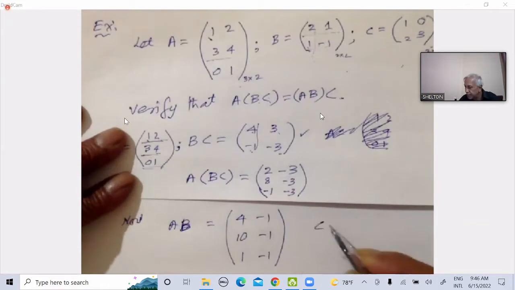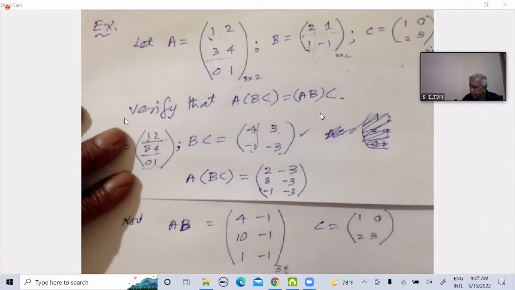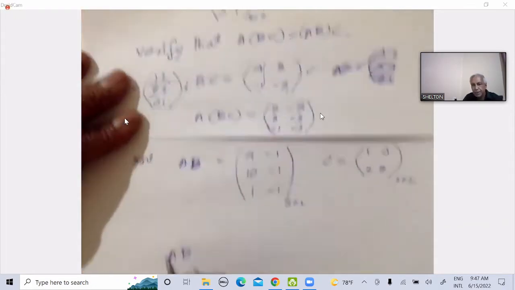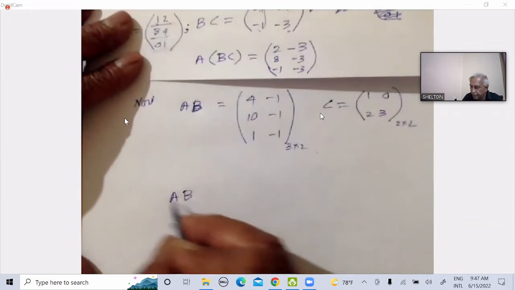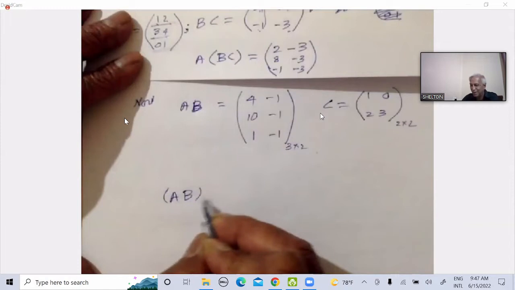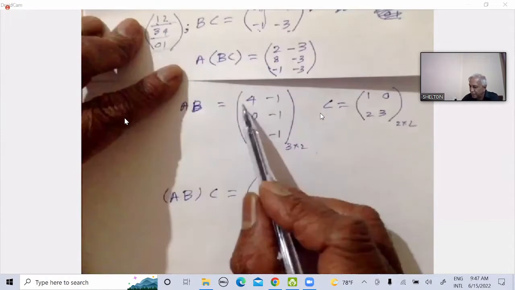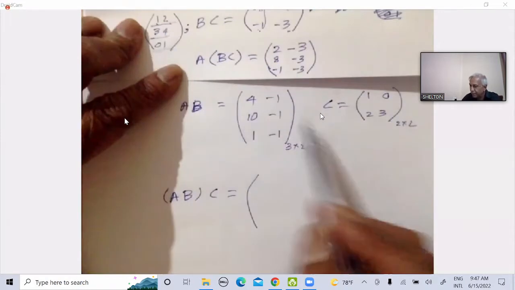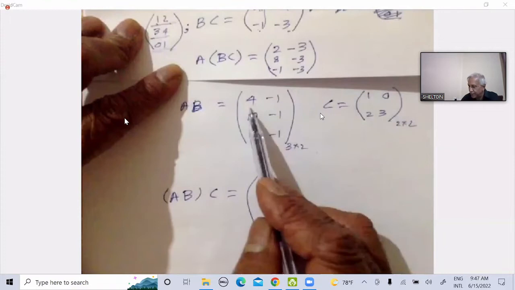So this C is equal to 1, 0, 2, 3. This is 3 by 2. This is 2 by 2. Therefore, we can do AB times C. All this you can do, but I am doing them so that you have better practice when I send the tutorial.